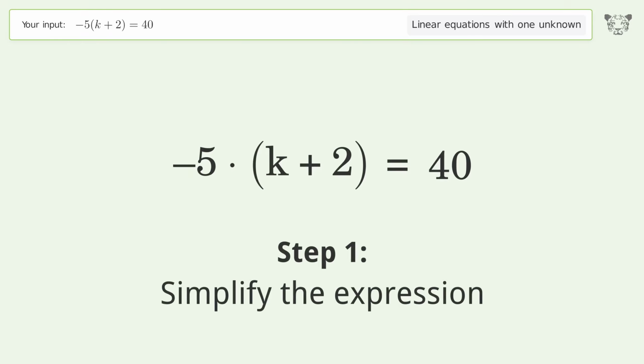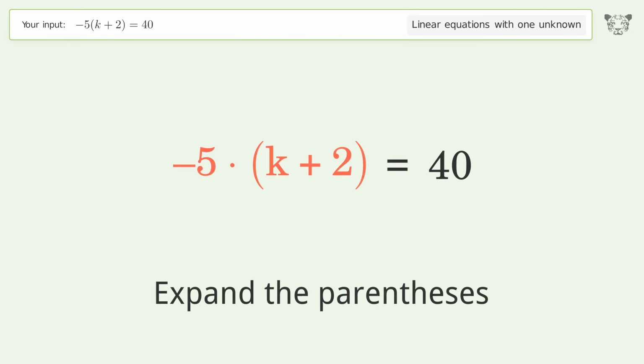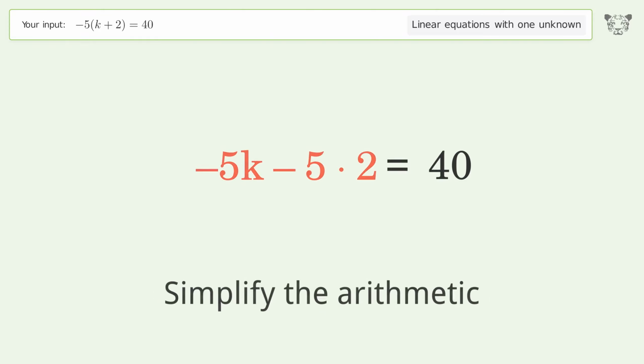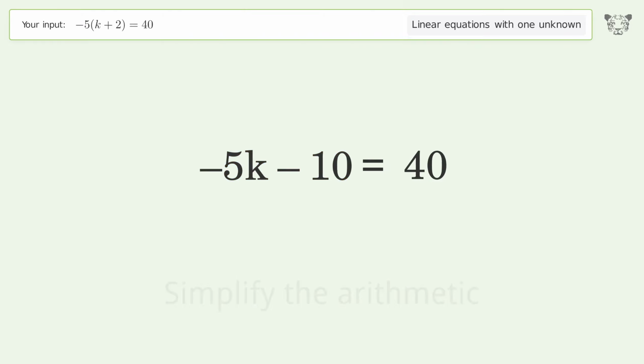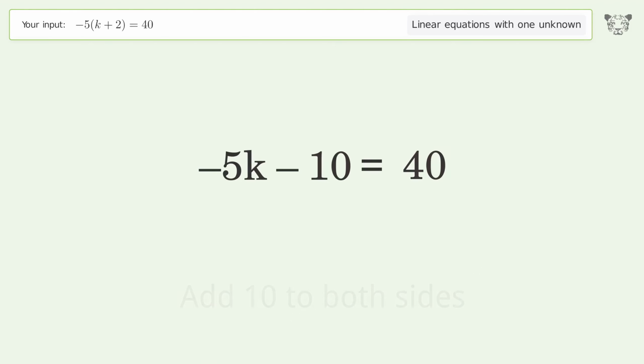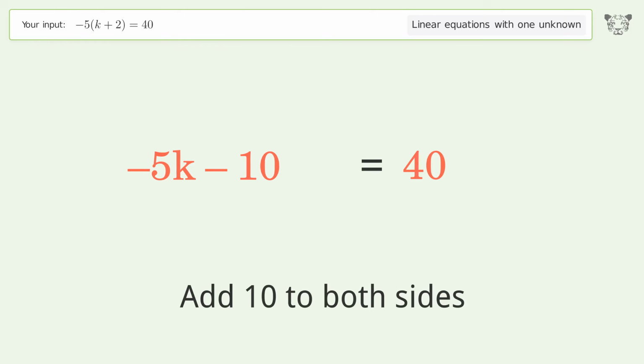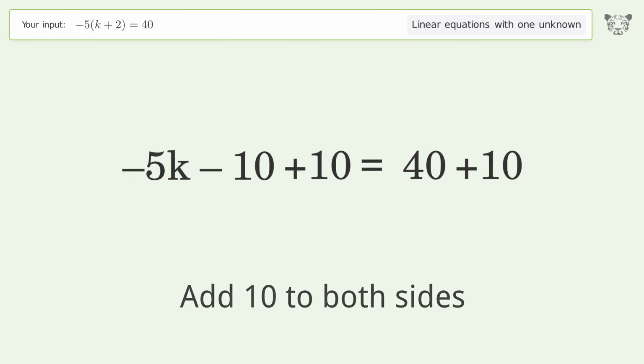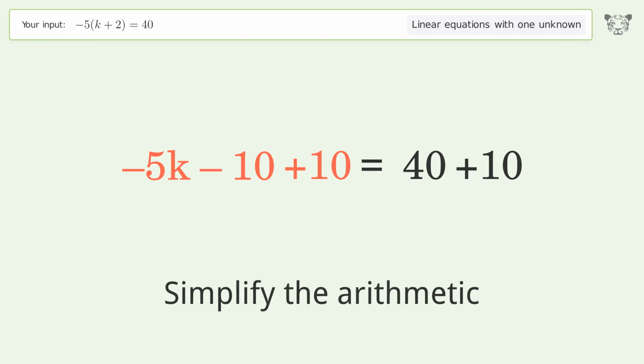Simplify the expression. Expand the parentheses. Simplify the arithmetic. Group all constants on the right side of the equation. Add 10 to both sides. Simplify the arithmetic.